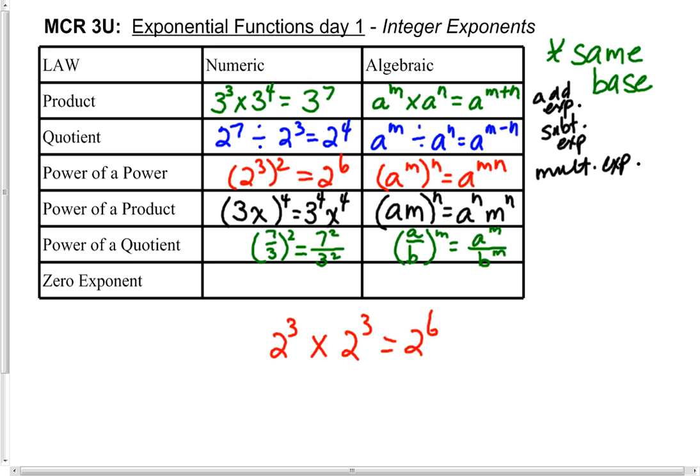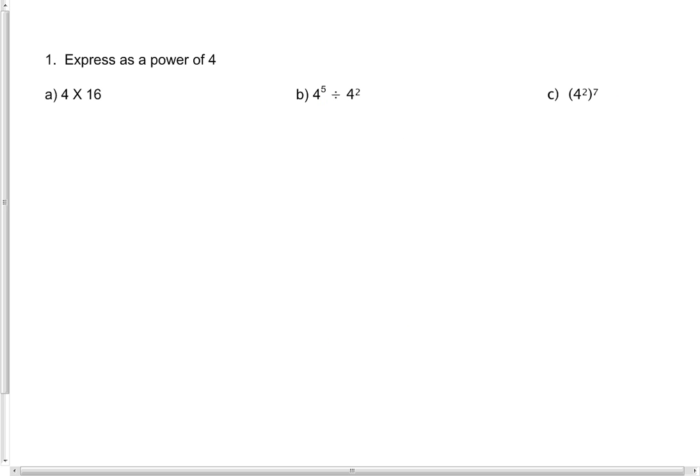And a zero exponent. If you have any number you can think of to the power of 0, it is always 1. A to the 0 is 1. So those are the rules we're going to use today. You can tell there's more coming. Let's do a few questions together.